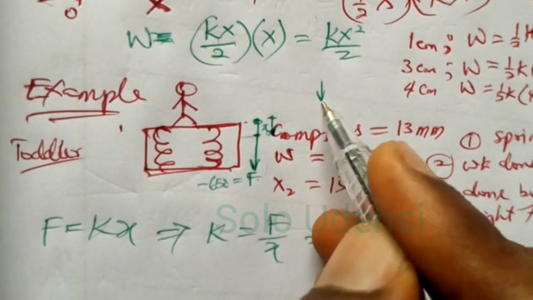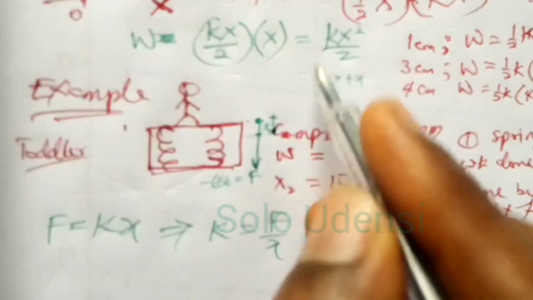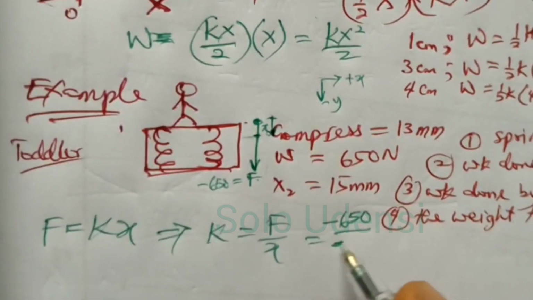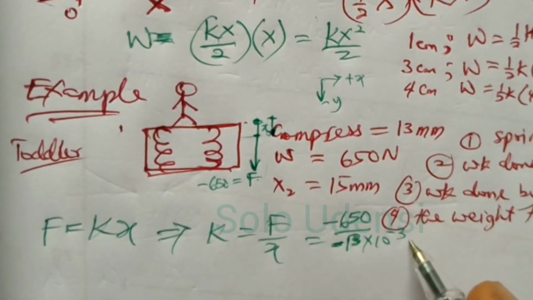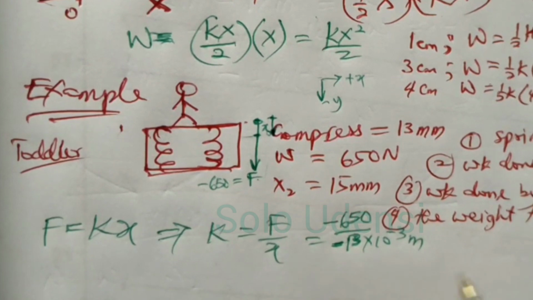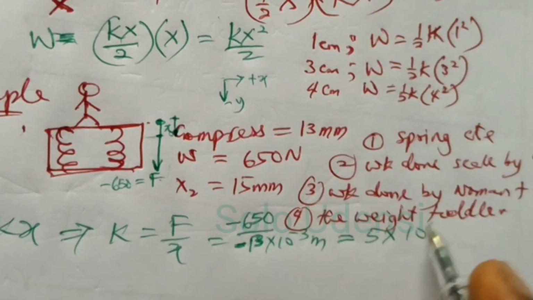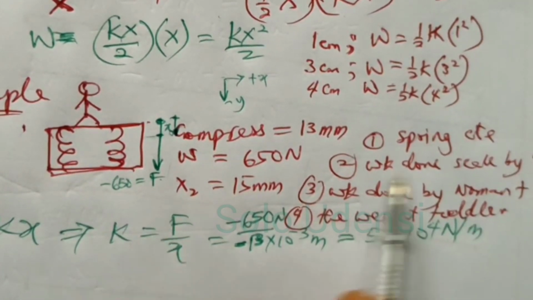If here is our negative Y and here is our positive X, which means positive Y, negative X. So this is a minus 13 times 10 raised to the power minus 3 meters. And that will give us approximately 5 times 10 raised to the power 4 Newton per meter. So the force constant for the first one is that.